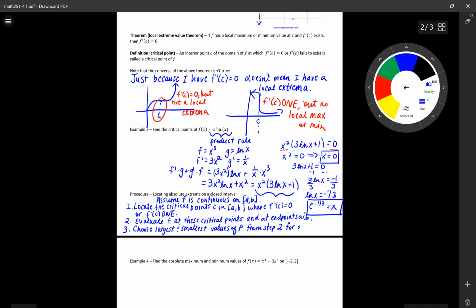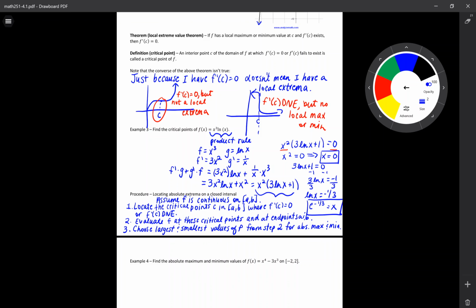For absolute max and min. So this is how I find the absolute extrema on our closed interval. I locate the critical points by seeing where our derivative is equal to 0 or does not exist. I evaluate f at these critical points and at the endpoints a and b. And then I compare all of those f values to see where I have the largest one and where I have the smallest one.